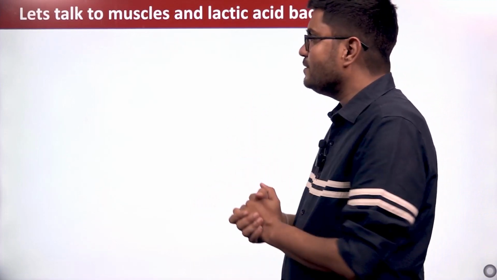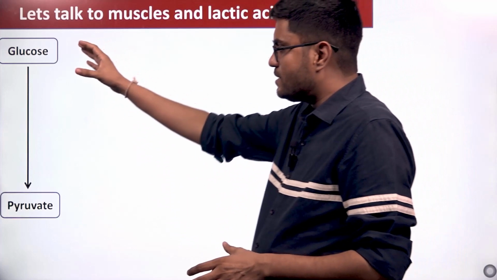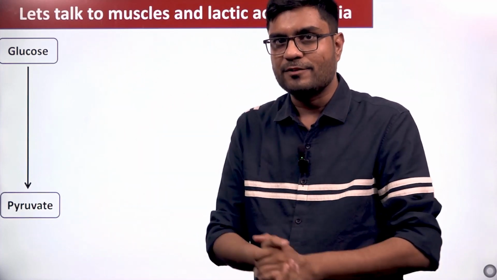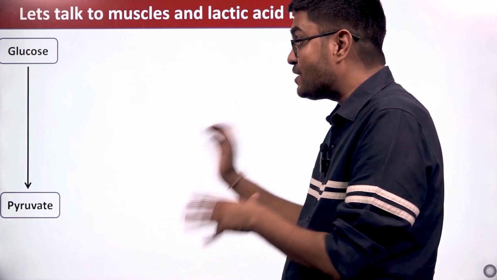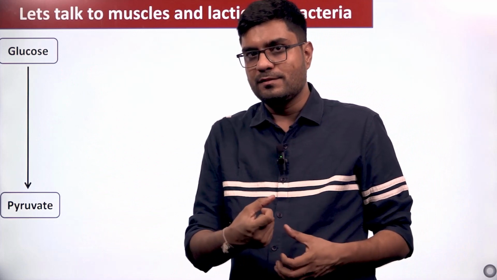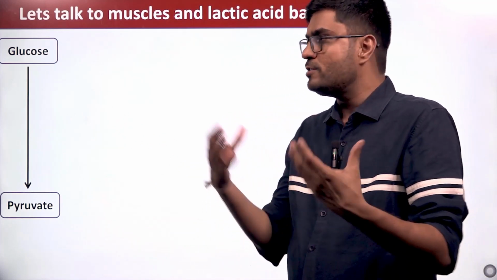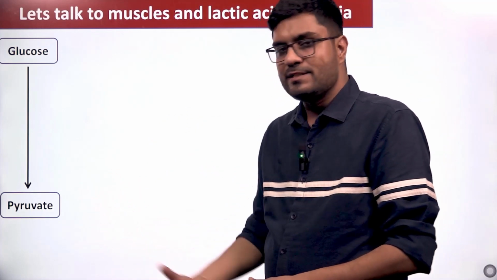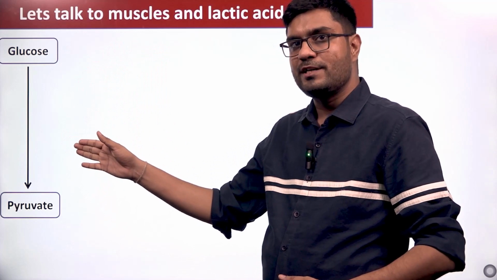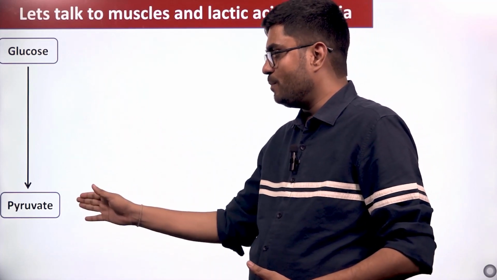So normally in muscles, glucose is converted into pyruvate through the metabolic pathway glycolysis, which is actually an oxidation reaction, because if you look at the chemical structure of glucose, it is an aldehyde containing alcohol, and pyruvate is an acid. So glycolysis is essentially an oxidation process where glucose is converting into pyruvate.